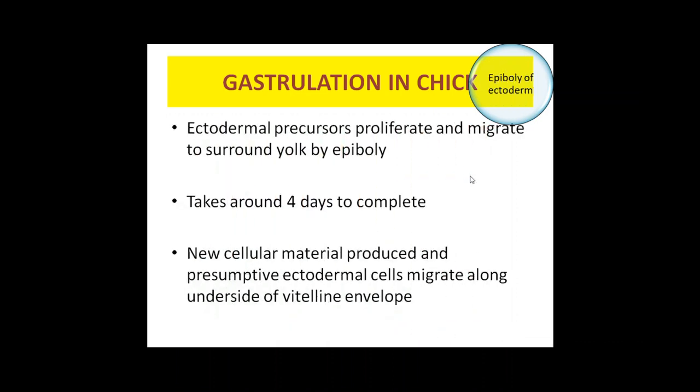Next is epiboly of ectoderm. While the presumptive mesodermal and endodermal cells are moving inward, the ectodermal precursors proliferate and migrate to surround the yolk by epiboly. The enclosure of yolk by ectoderm is a big task and takes the greater part of 4 days to complete. It involves the continuous production of new cellular material and migration of presumptive ectodermal cells along the underside of the vitelline envelope.